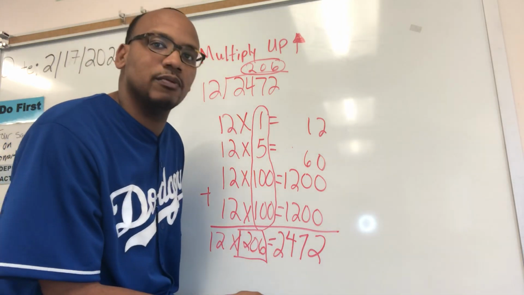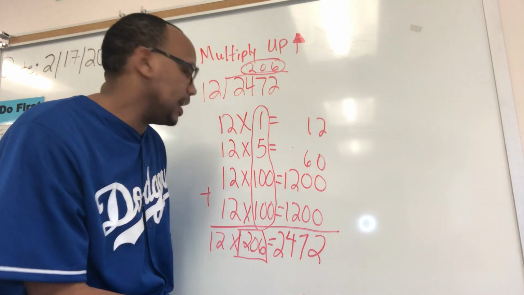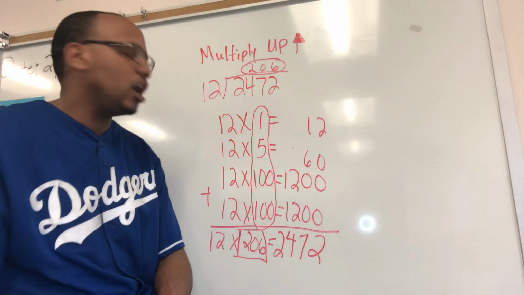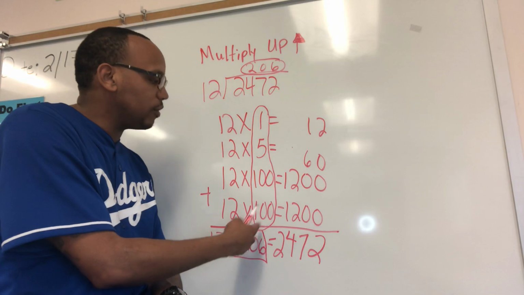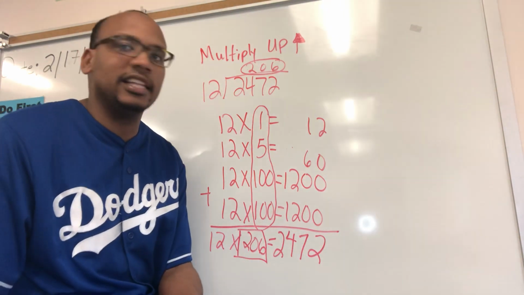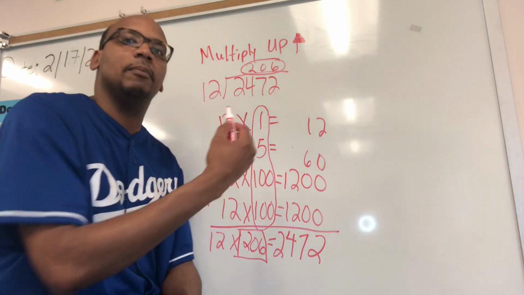Again, this is a strategy you can use once you know your facts, once you're kind of fluent, once you know that anything times 10 is that number with the 0 behind it. Once you learn strategies like that, you can do things like multiply up instead of dividing.